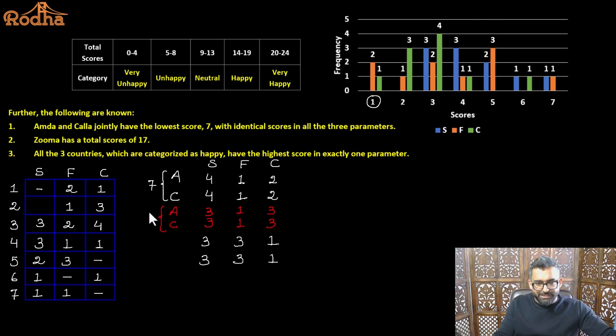The total score being 7. The order is fixed because the summation is 7 and the frequency availability. Okay. I cannot say 3 3 1 because we don't have 2 times 1 in parameter C. That's what we have to understand. Okay. Fine.